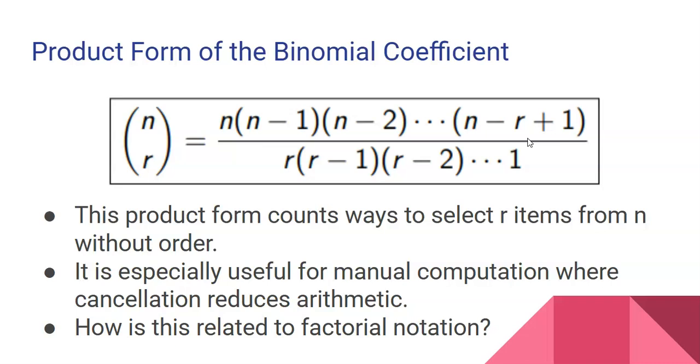For example, if r is equal to 3, the factors will be n times n minus 1 times n minus 2. So the last factor is n minus 2. Why? Because n minus 3 plus 1 is equal to n minus 2. Now for the denominator, we simply expand r factorial. So we have r times r minus 1 times r minus 2, and so on, times 1. So again, this is the product form. And the advantage of this product form is that there is no need for cancellation between large factorial terms.